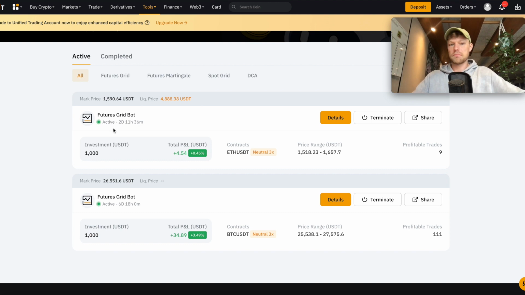And I think, look at this. The liquidation price for Ethereum is at $4,888 Tether. So that's also kind of crazy. But of course we don't get liquidated because we also have certain risk management in place right here, so we get stopped out if we do get a loss. That is also very important. But yeah, I think so far these bots are definitely doing quite good.